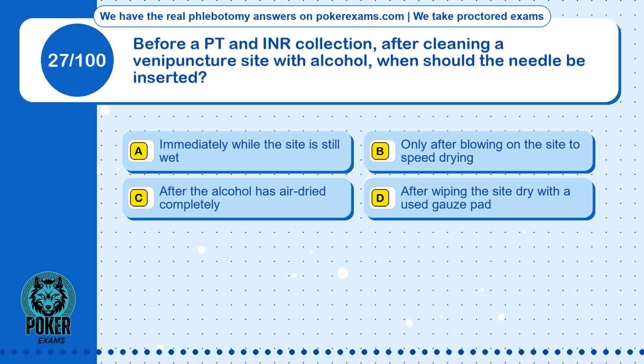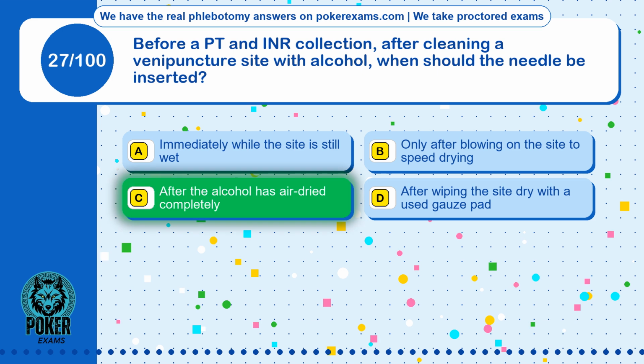Question 27. Before a patient NINR collection, after cleaning a venipuncture site with alcohol, when should the needle be inserted? Option A, immediately while the site is still wet. Option B. Only after blowing on the site to speed drying. Option C. After the alcohol has air dried completely. Option D. After wiping the site dry with a used gauze pad.